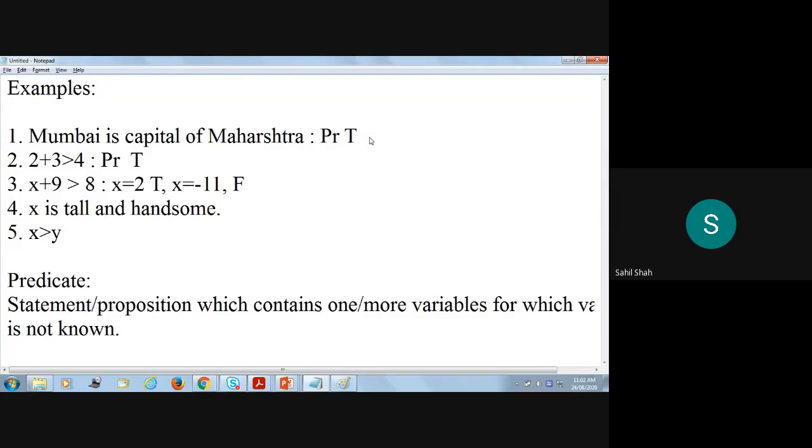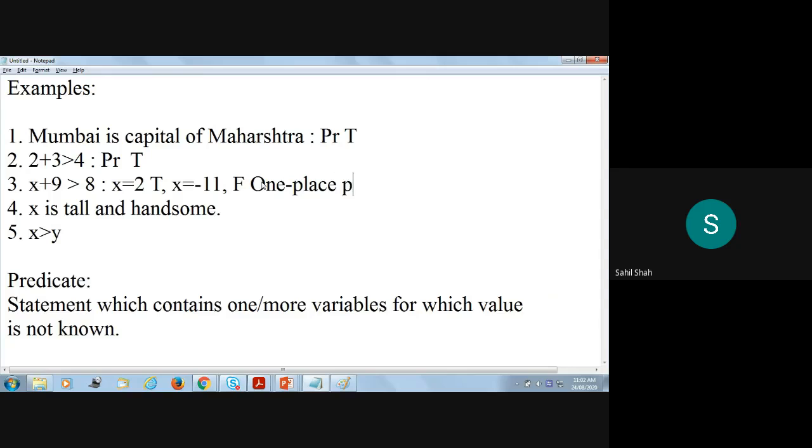So if we are arriving at such notations in logic, such notations will be known as predicates. A statement, I should say statement only, not a proposition, which contains one or more variables for which the value is not known is called a predicate. If a given statement contains only one unknown value, that sort of statement will be known as a one place predicate. If you have two or more variables, that is known as a two place predicate.